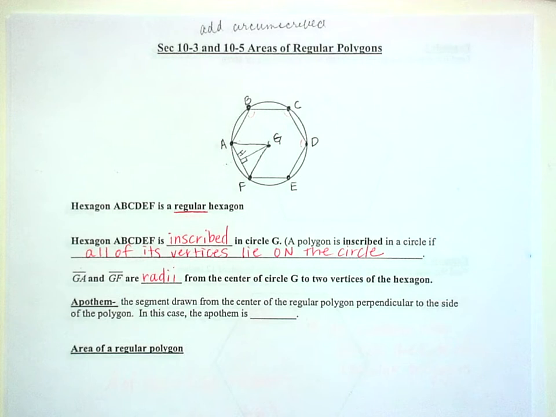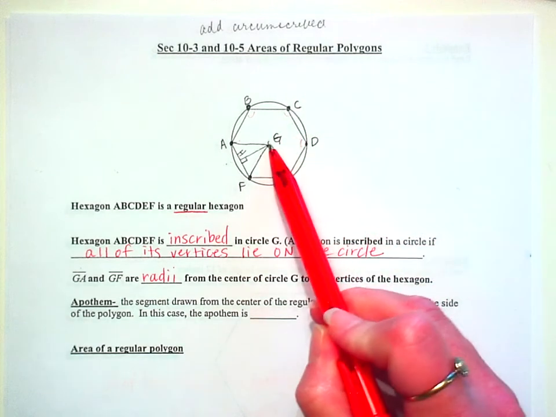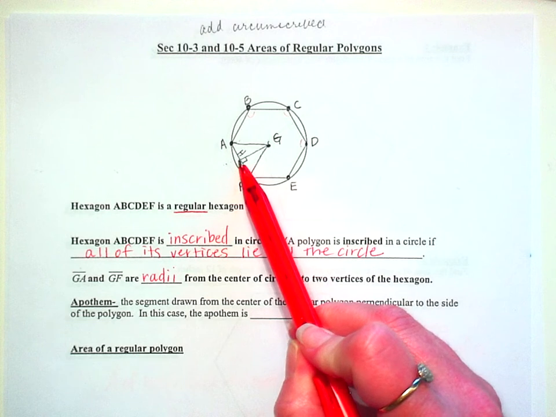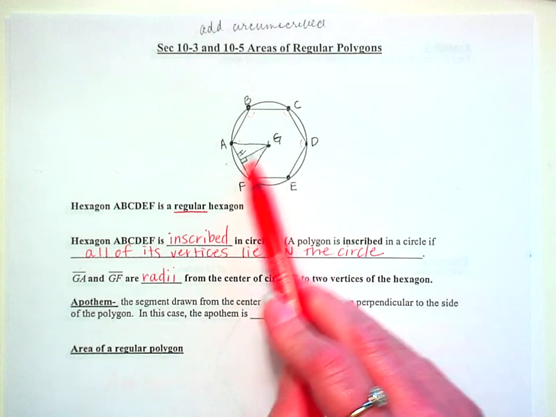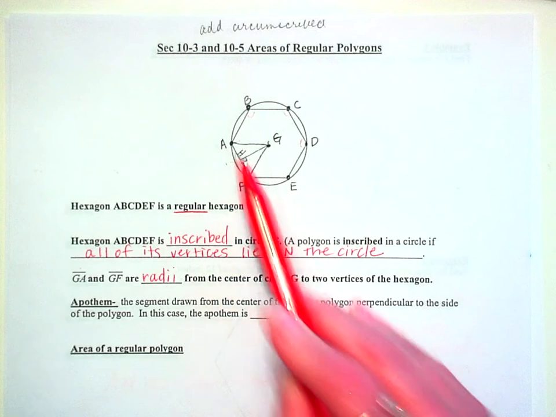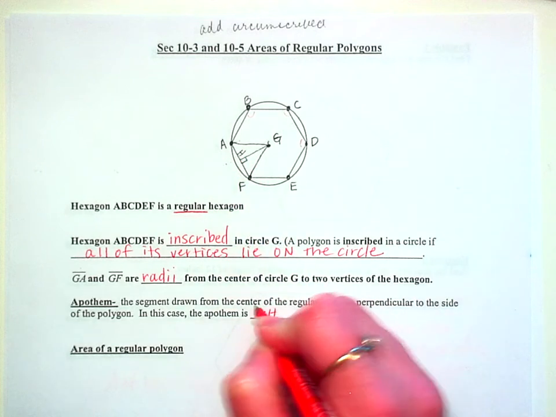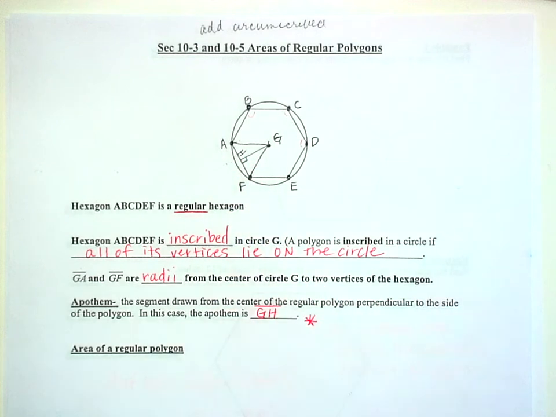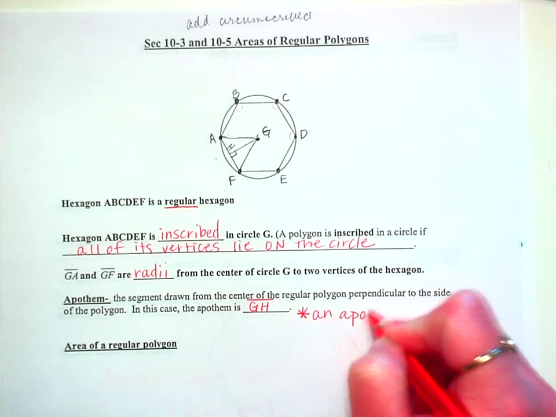An apothem is a segment drawn from the center of the hexagon, and then it goes perpendicular to the side of the hexagon. So in this case, our apothem is GH. It starts at the center and is perpendicular to the side of the polygon. We're going to make one more note about an apothem. Not only is it perpendicular to the side, but it also bisects the side.